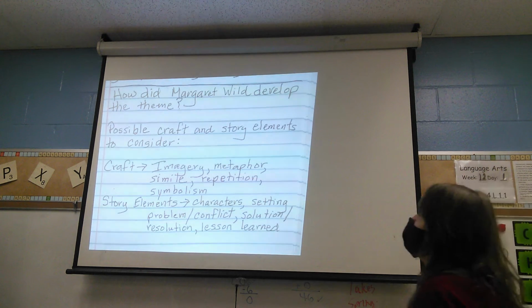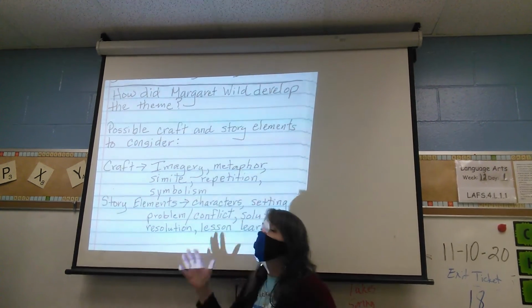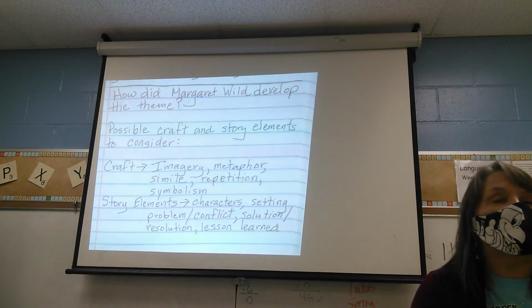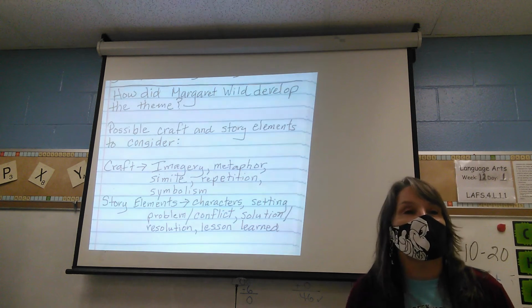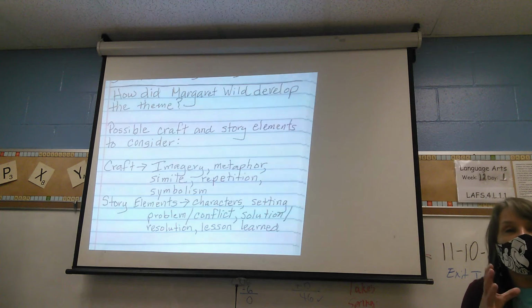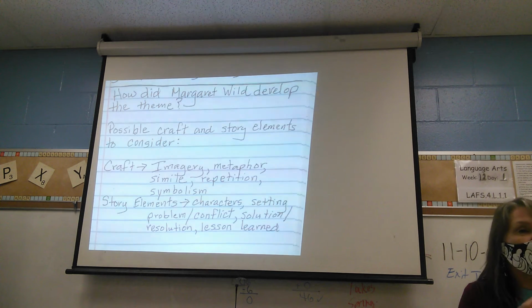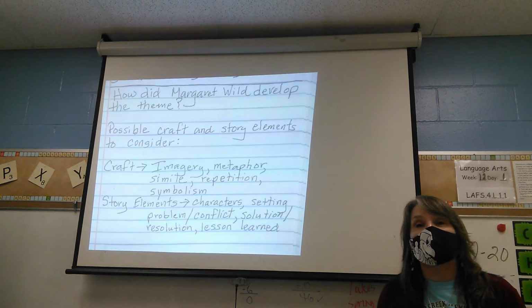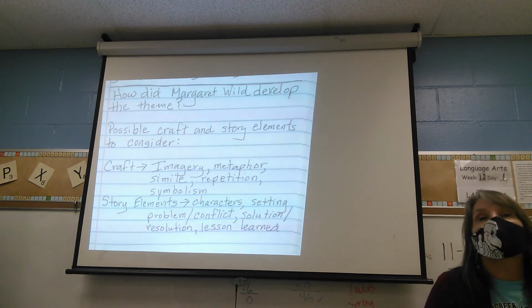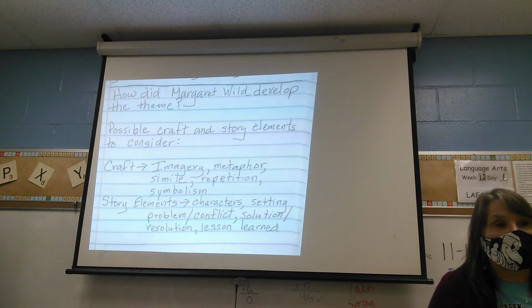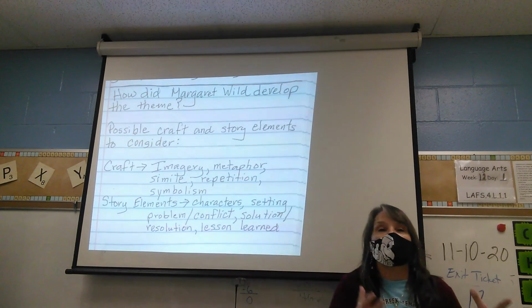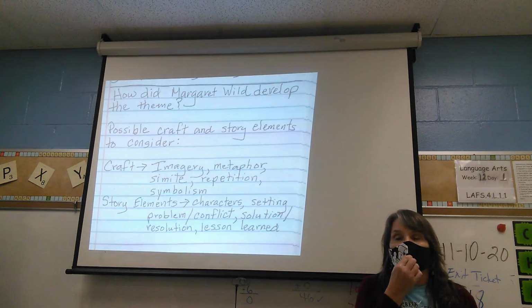And then symbolism. Now we haven't spent a lot of time on symbolism yet. We do have quite a few lessons on symbolism in our reader's workshop. But basically, symbolism is when an object represents something else. For example, our American flag represents freedom. A dove is a symbol of peace. Okay, so when a picture or an object actually represents something else or means something else.